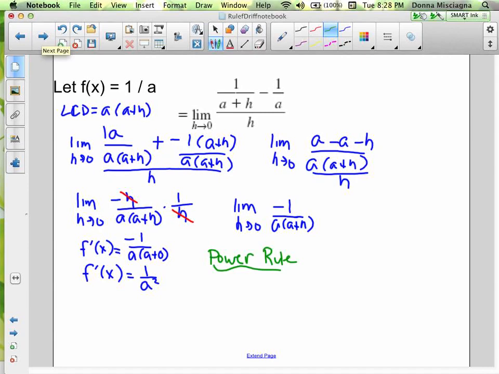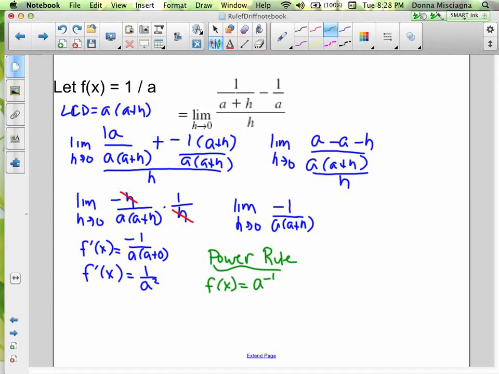So if I use the power rule, I need to rewrite, first of all, f of x. So f of x equals 1 over a, so that would be the same as a to the negative 1, right? Because the power rule doesn't deal with rational functions. It only deals with variables raised to a power. So f of x equals a to the negative 1.